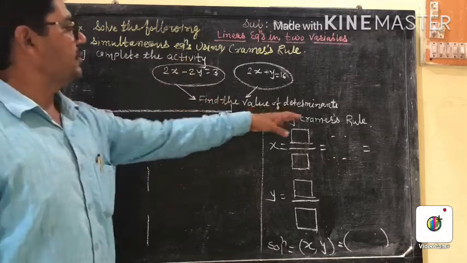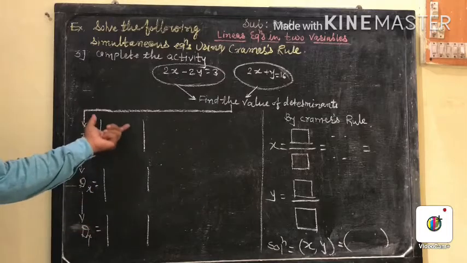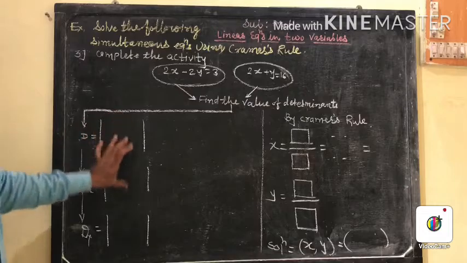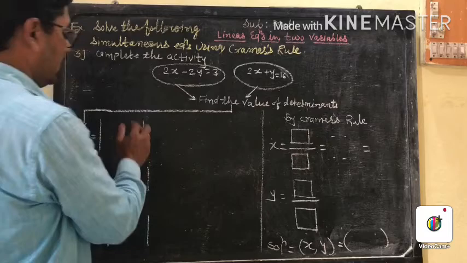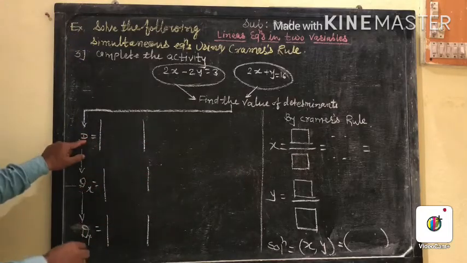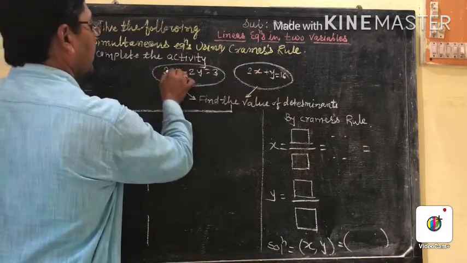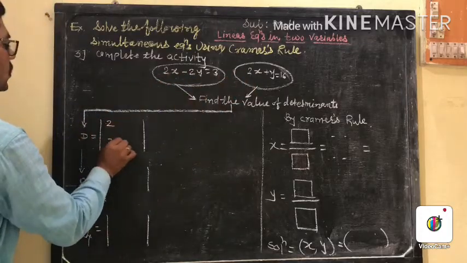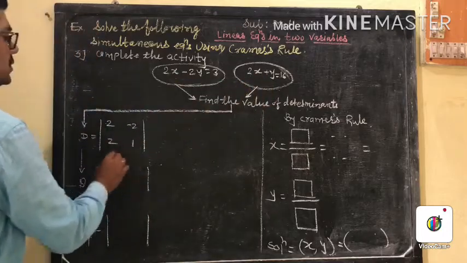Find the values of the determinants first. Determinant means D, Dx and Dy. The blanks are also given. You have to fill up the blanks and make the calculations on the side or in a rough page and fill up all the brackets or blocks. Now you know the value of D having a1, a2, b1, b2, that is 2, 2, minus 2, plus 1. This is the value of D.